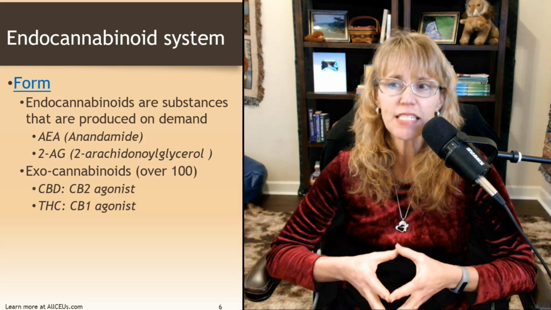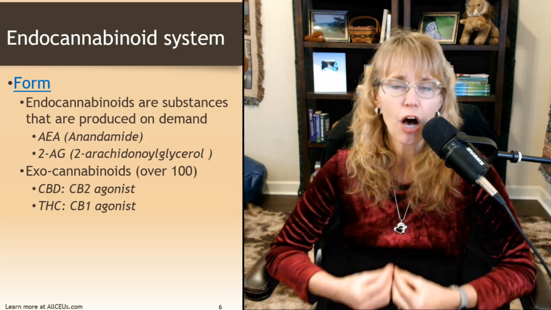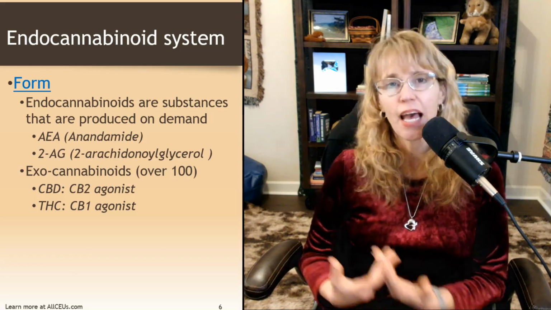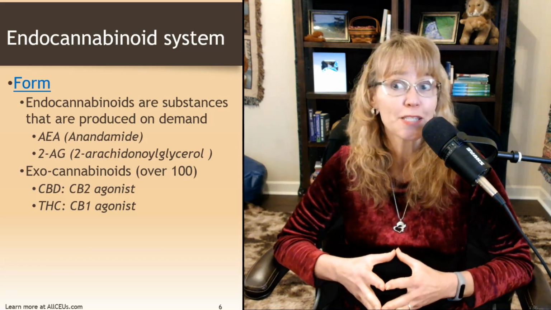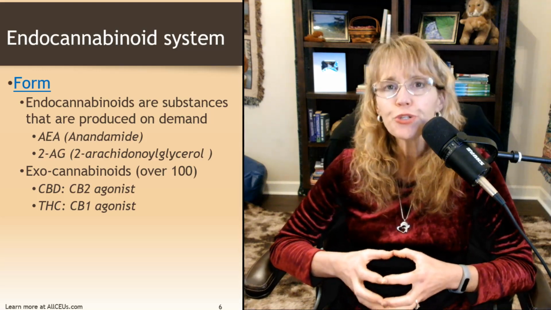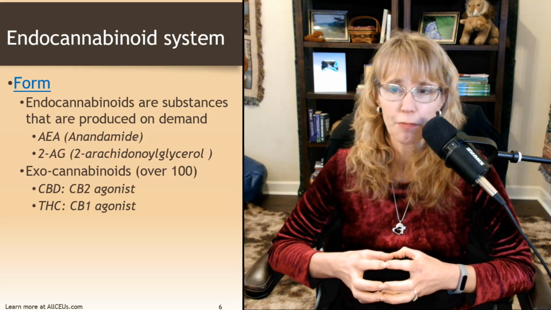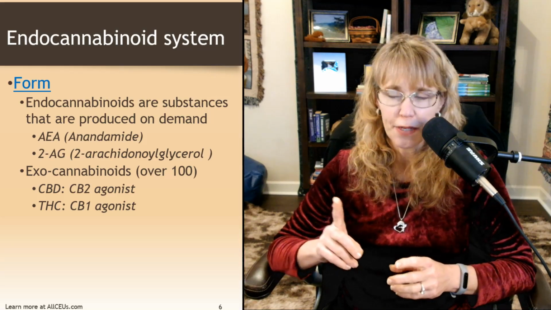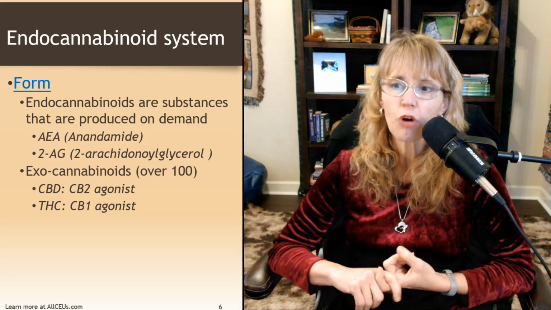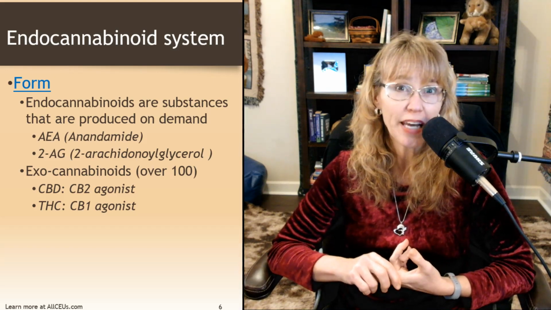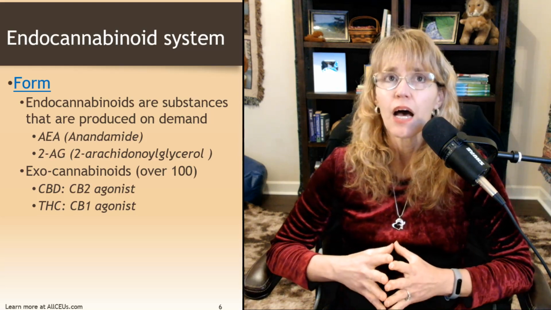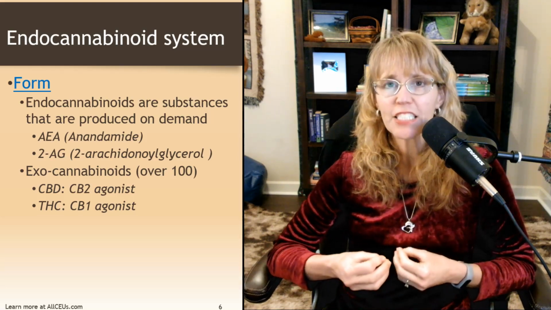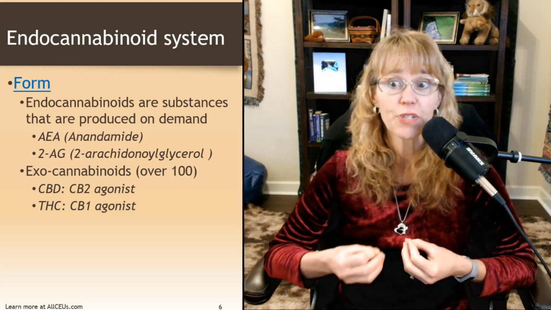Endocannabinoids are substances that are produced by the body on demand. Endo means inside, or your natural substances, and cannabinoids are the substances that are produced. There are two main endocannabinoids. AEA, or anandamide, is one of them, and 2-arachidonyl glycerol, or 2-AG, is the other one. These are the substances in your body that normally activate those CB1 and CB2 receptors.